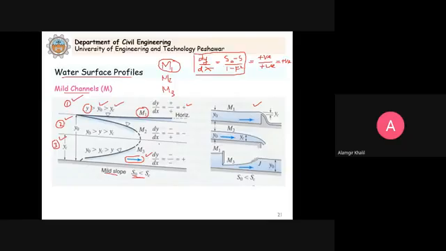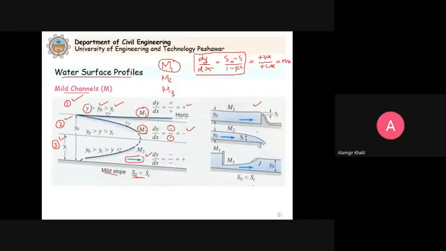Now for M2 profile, you can see that y naught is greater than y. So consequently, S will be greater than S naught. That's why the numerator is negative. But y is greater than yc. It means F will be less than 1. That's why the denominator is plus. So minus divided by plus will give us a negative quantity. So it means that M2 will be a decreasing profile along the channel. And similarly, you can do it for all the other cases.